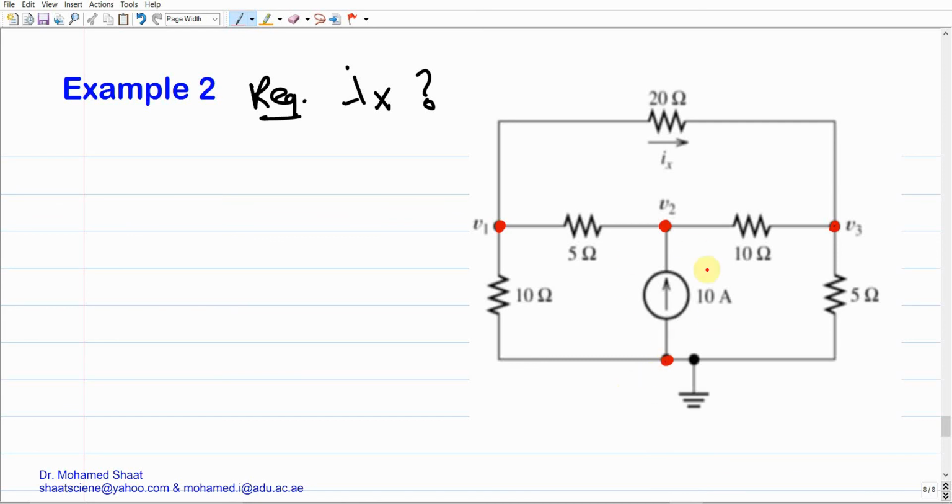Why? This is the source, right? And it is preferred to pick one of the source ends to be the reference node, which should be the one that is close to the ground. So we're gonna pick this one as our reference node. This is the reference node.